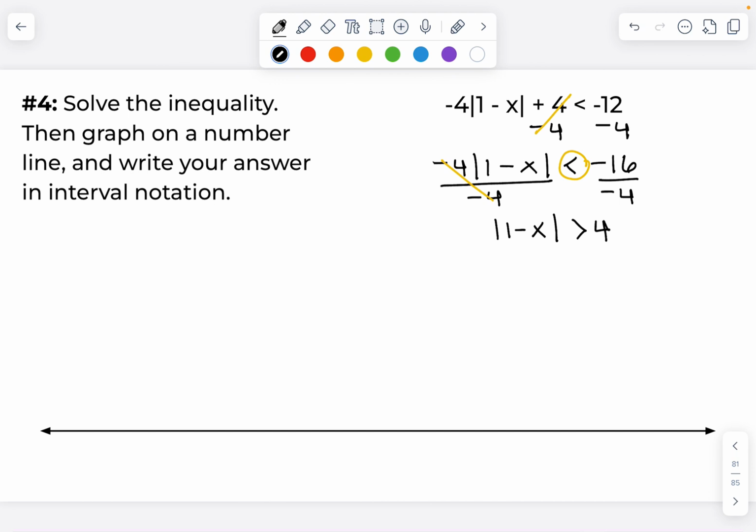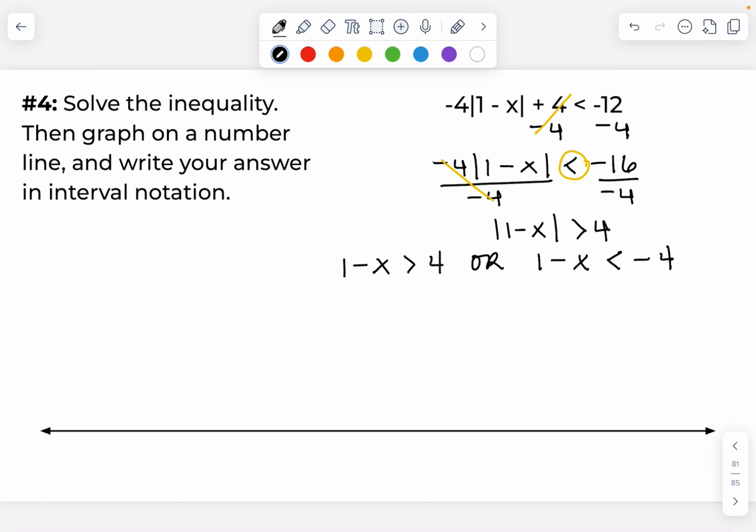And again, I've got an absolute value is greater than 4. So I'm going to take 1 minus x. I'm going to keep it the same. And then I'm going to write the word or, and then I'm going to write 1 minus x. I'm going to flip my inequality symbol, and I'm going to make that number negative.